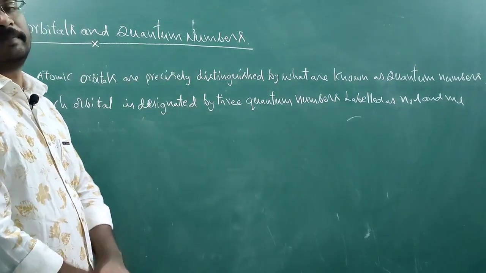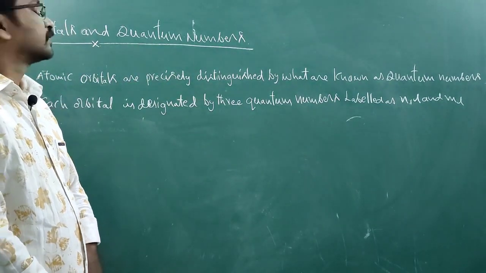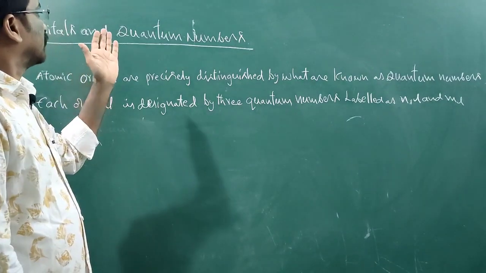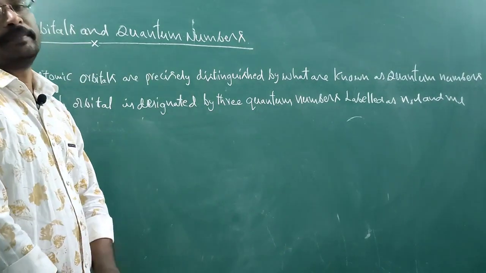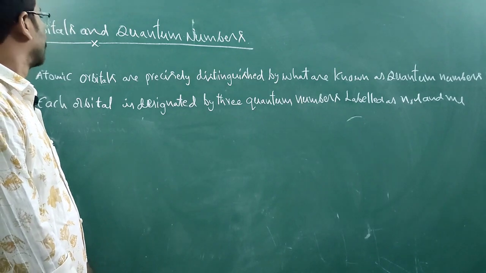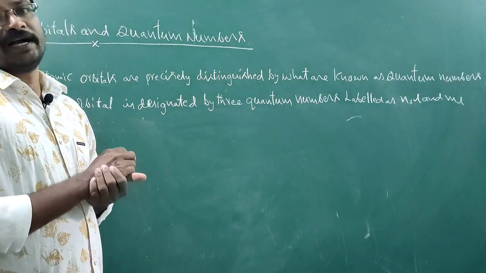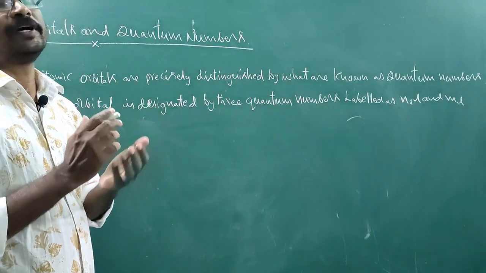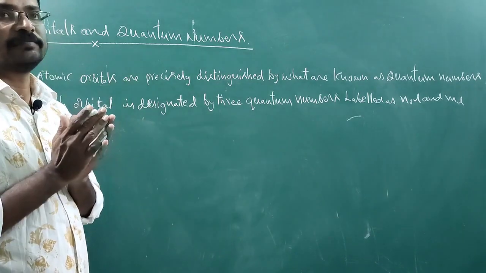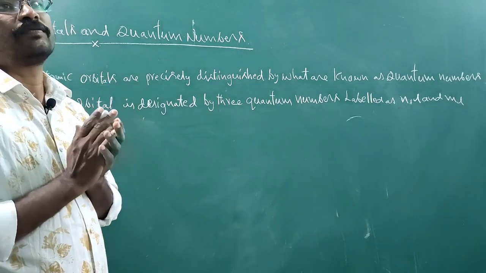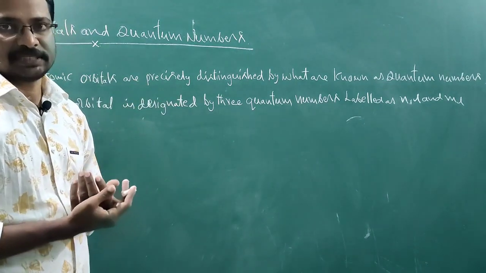Orbitals and quantum numbers. What does it mean? In a particular atom, a large number of atomic orbitals are present.